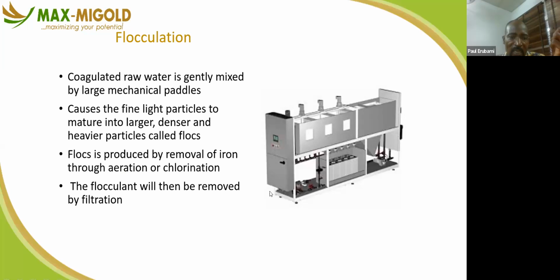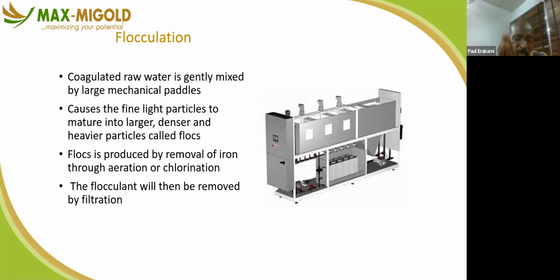Coagulated raw water is gently mixed by large chemical powder, causing fine light particles to mature into larger, denser, and heavier particles. Cause what? Floc. Because when you add alum to water, the first thing that happens is that the water will coagulate. Those small items that are forming, like colloid, is what we call floc. That is the process of flocculation.